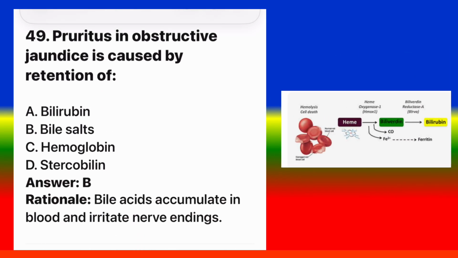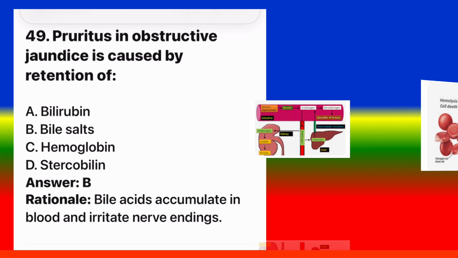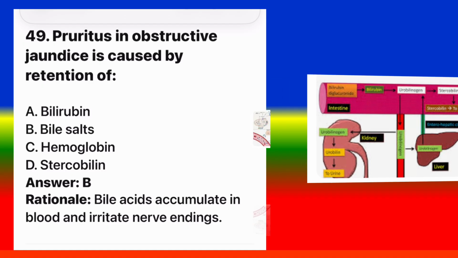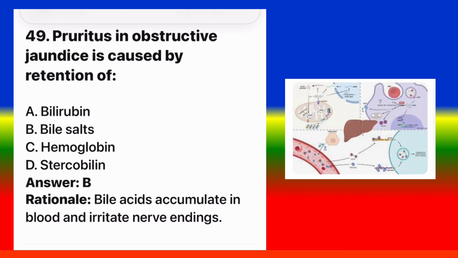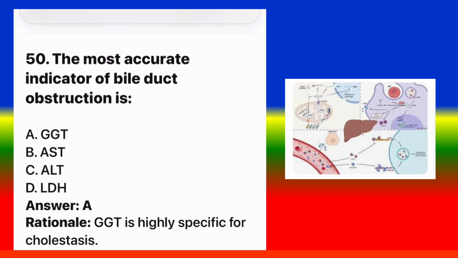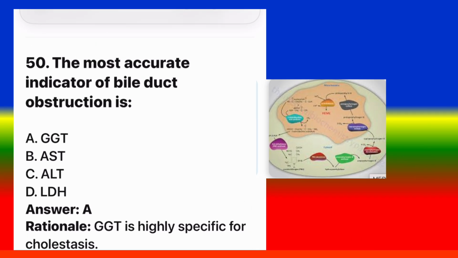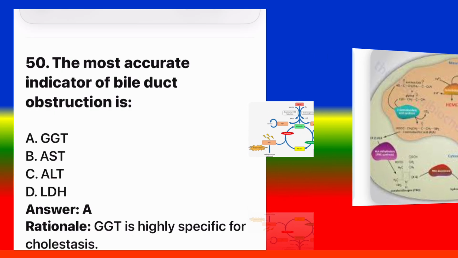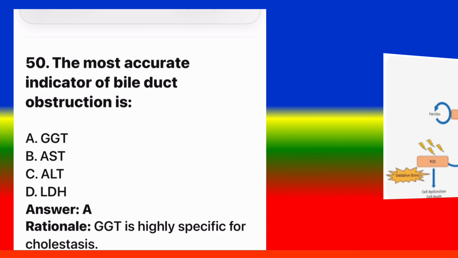49. Pruritus in obstructive jaundice is caused by retention of A. Bilirubin, B. Bile salts, C. Hemoglobin, D. Stercobilin. Rationale: bile acids accumulate in blood and irritate nerve endings. 50. The most accurate indicator of bile duct obstruction is A. GGT, B. AST, C. ALT, D. LDH. Answer A. Rationale: GGT is highly specific for cholestasis.